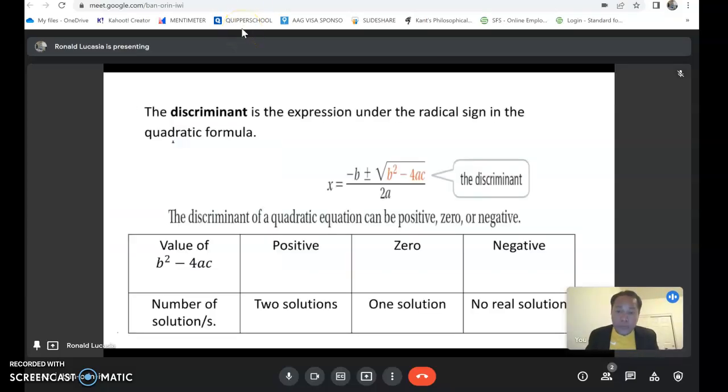Okay, so just to recap, the discriminant of the quadratic equation is the value under the radical sign, b squared minus 4ac. When b squared minus 4ac is positive or greater than 0, there will be two solutions. When the value of b squared minus 4ac is 0, there will be one solution. But when the value of b squared minus 4ac is less than 0 or negative, there is no real solution.